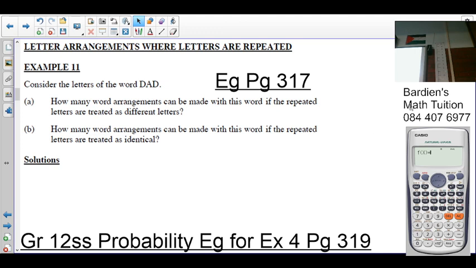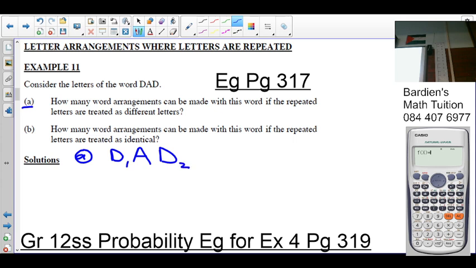So if the repeated letters are treated as different letters, let's say this is now A. You got D, A. The first D, let's call this D1 and let's call this D2. In other words, this is one way already. That's one way. Then it can be written as D2, A, and D1. It's another way.